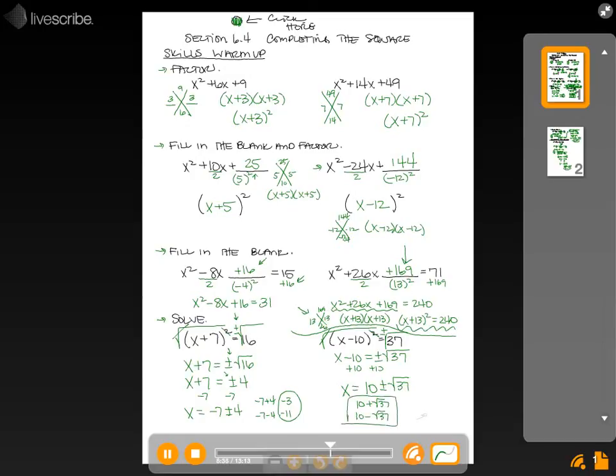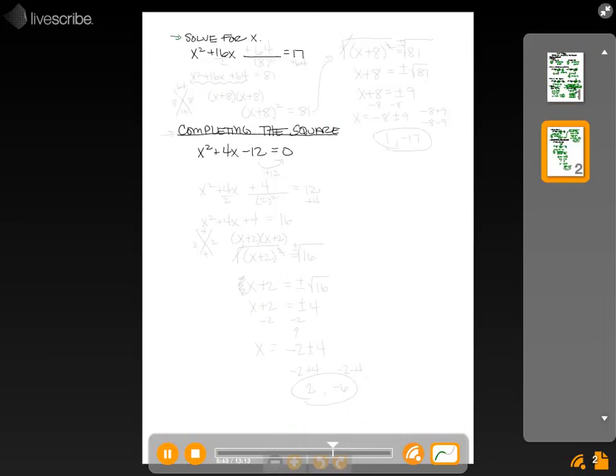Those are my two answers to this problem. That's the next skill you have to know. Okay? In our next example, or next skill, we're going to solve for x. And we're starting to put all of this together. We're almost to an example where we complete the square. So what we need to do here is fill in that blank.